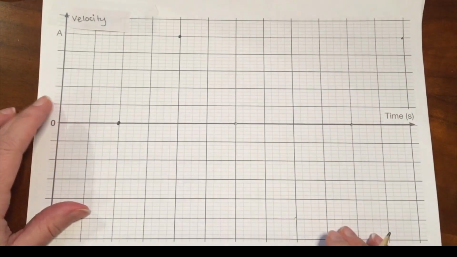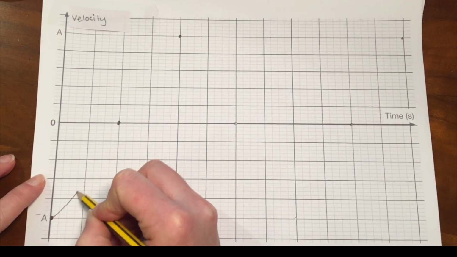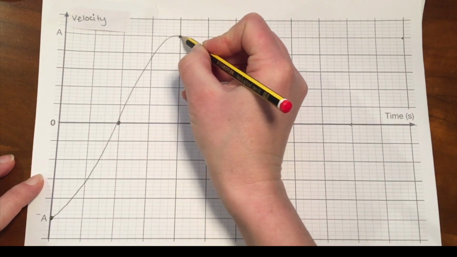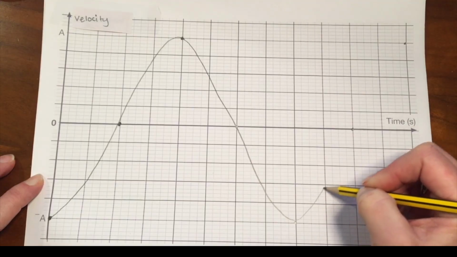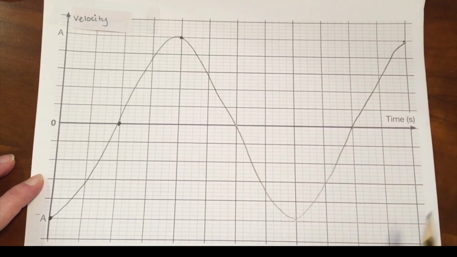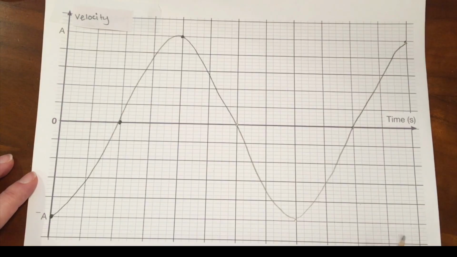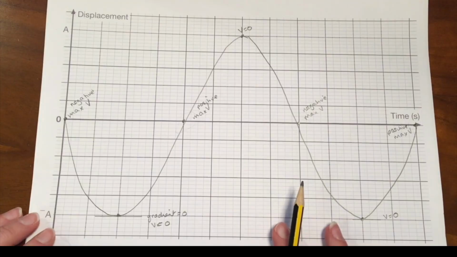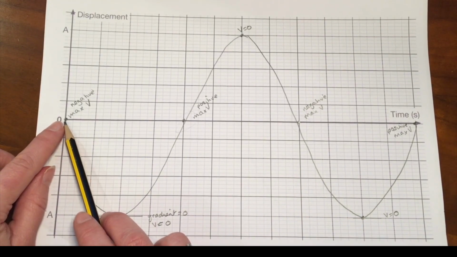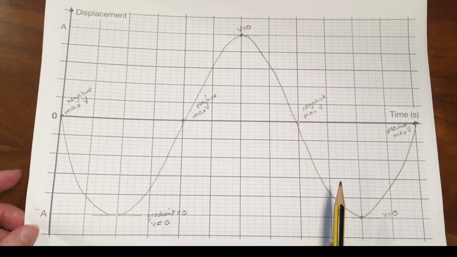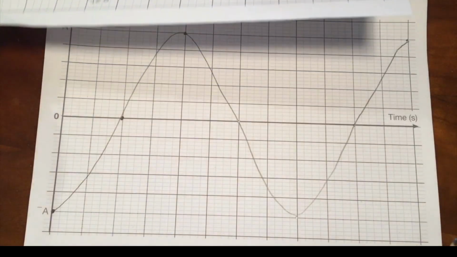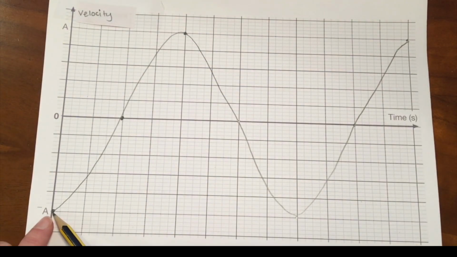So if we make this graph nice and smooth, plot the points, and join them up, you can see we have a nice oscillating graph. Now let's go back to this displacement time graph. This starts at 0 and it forms a nice curve. We know that this is a sine curve. If we look at the velocity, you can see it starts with an amplitude. This is a cosine curve.